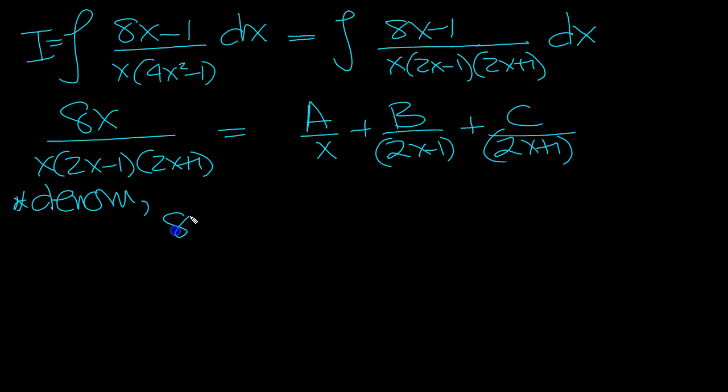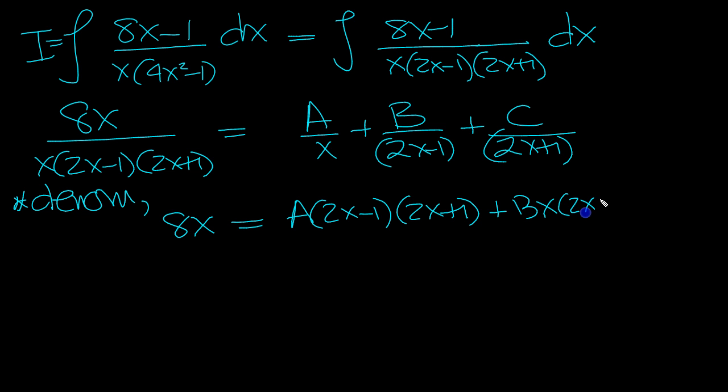We get 8x on the left, and here it's just like multiplying by these two by a, and then b gets multiplied by this one and this one, and c gets multiplied by this one and that one, when we're creating a common denominator of these three factors. This is what happens. Okay, so now we need to substitute convenient values of x.